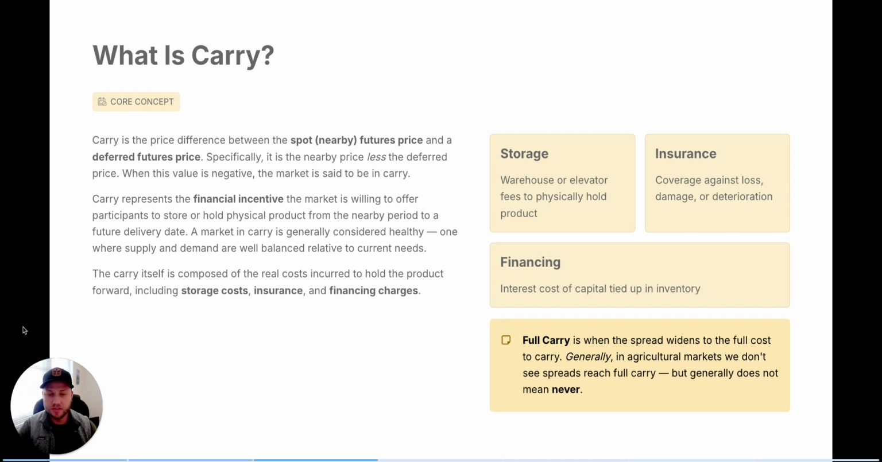One of the terms you might hear spoken about a lot in the market as well is full carry. That's when the spread widens to the full cost, that is your full storage, insurance, and financing. Generally, and we clarify generally, ag markets won't see the spreads get to a full carry. But that doesn't mean that they never do. Usually it gets to something around 90%. But you may also hear people talk about full financial carry, which is just the financial side to carry the product, keeping outside of the storage costs and your insurance.